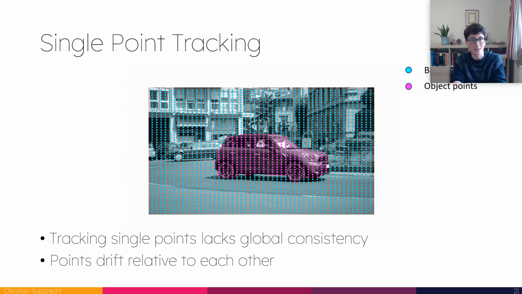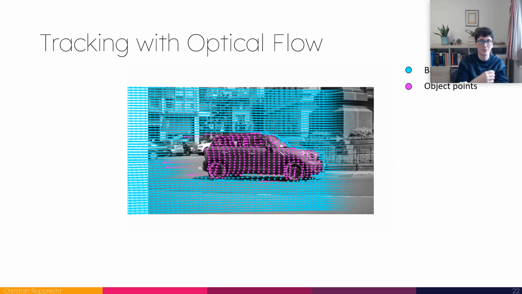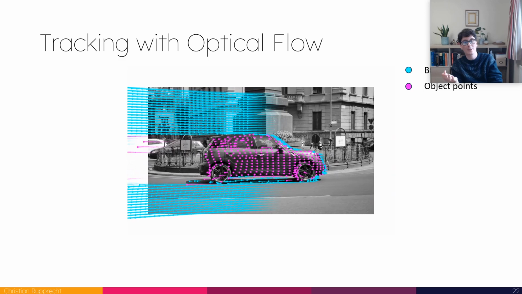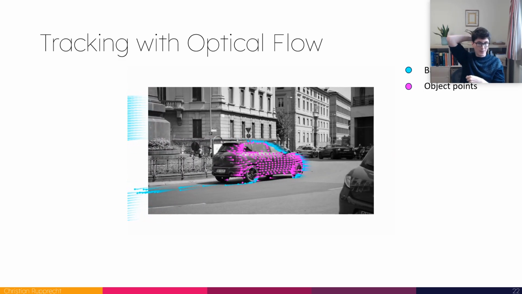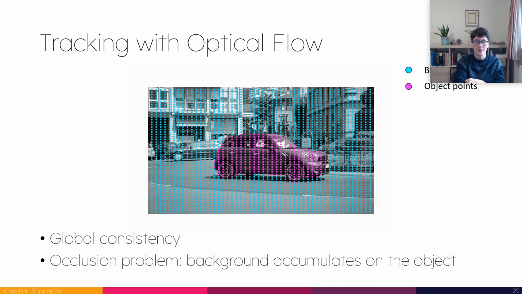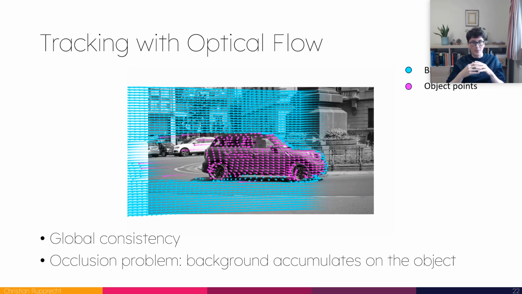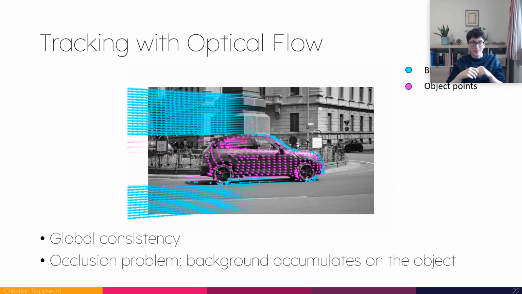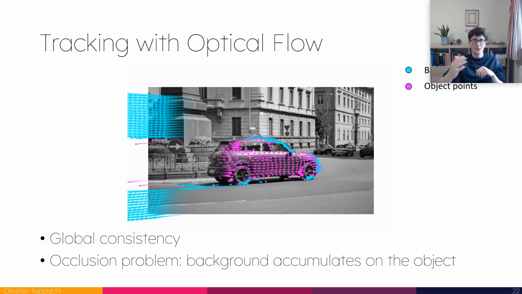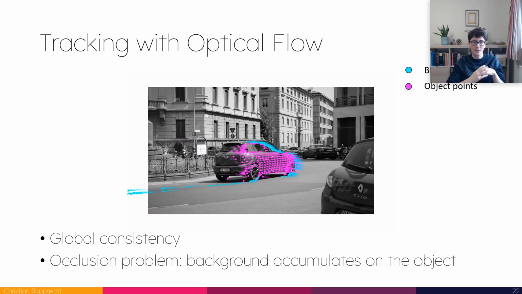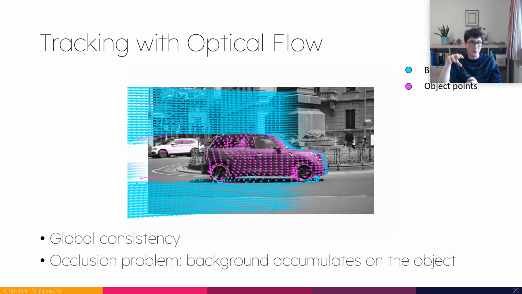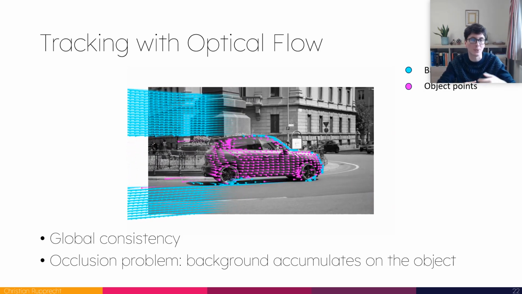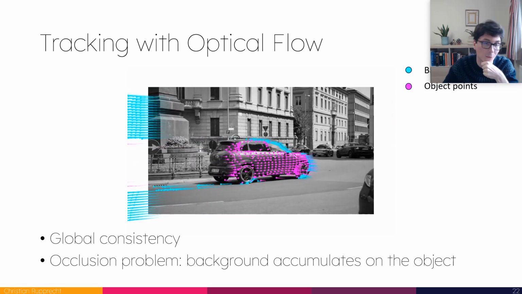Now, on the other hand, if you track with optical flow, so here you compute the optical flow from one frame to the next and you move the point based on the optical flow, that works really well in terms of global consistency, but you have a problem with occlusion. So you can see that the car collects the background points on its windshield and the front, and they're just moving with the object, because if you're just looking at one frame, you cannot deal with occlusions that are longer than one frame.